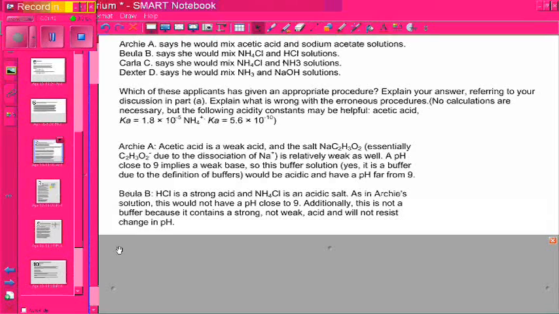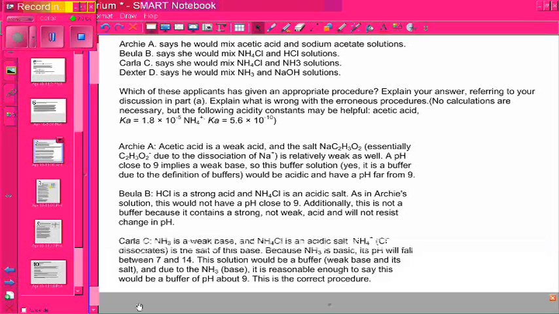Beulah B said she would mix NH4Cl and HCl solutions. HCl is a strong acid and NH4Cl is an acidic salt. As such, this solution would not have a pH close to 9. Additionally, this is not a buffer because it contains a strong, not weak, acid and will not resist change in pH. Carla C. said she would mix NH4Cl and NH3 solutions.